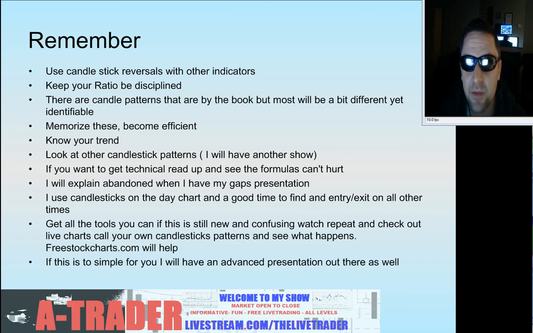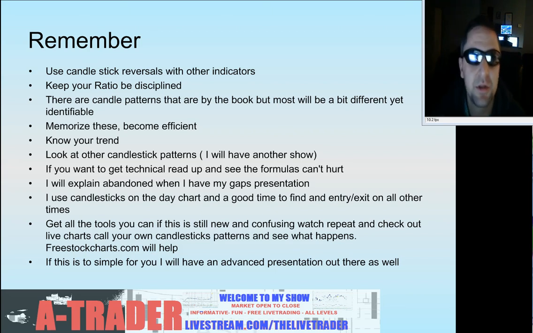Look at all these other candlestick patterns. I had to get through this in a quick time frame, so please get back and really get into those candlesticks. Memorize them. Once you know what they are, your efficiency level is going to go up, and you're going to be able to technically trade much better.